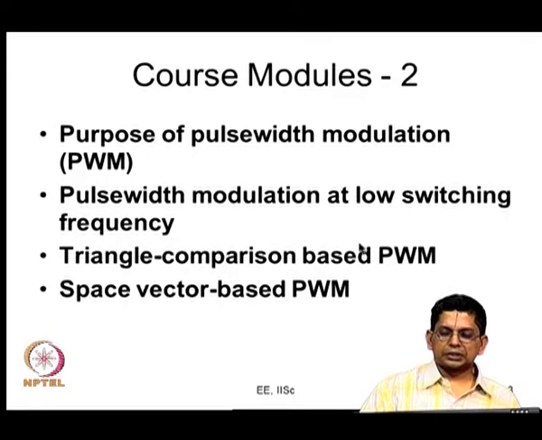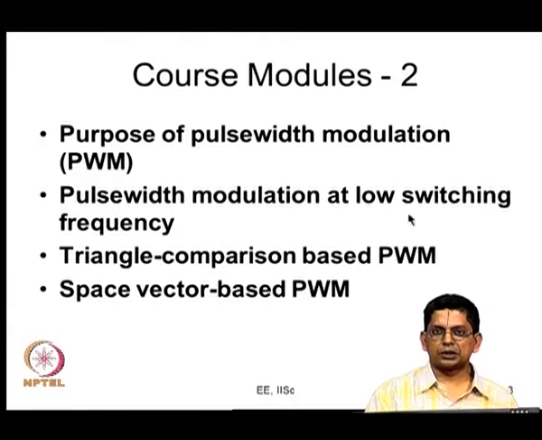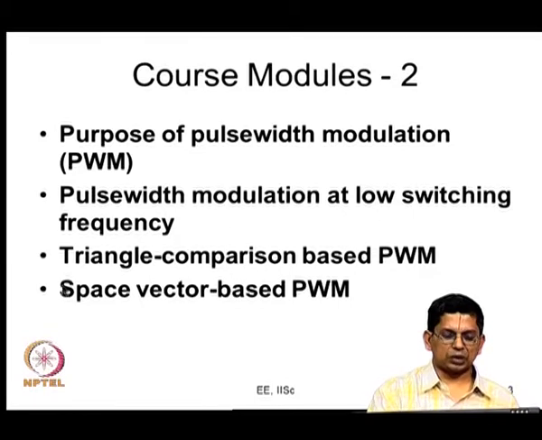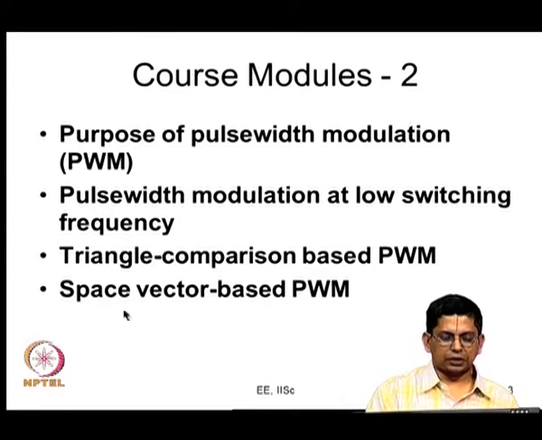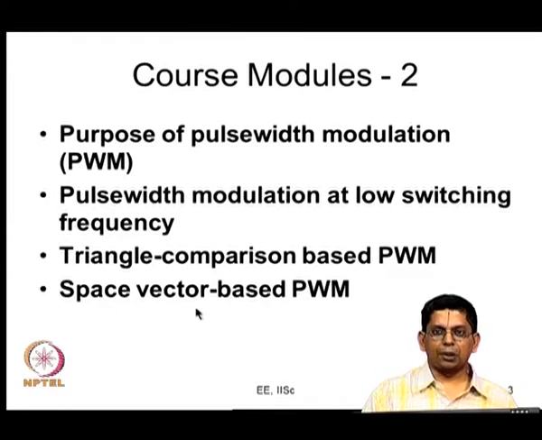Then the second set of modules is more about pulse width modulation: Fourier series, how you would switch them, various symmetries, how you would generate the pulse width modulation waveforms at low switching frequency, and how you would do it with high switching frequency. The last two are more to do with the high switching frequencies. This is based on the classical way of comparing 3-phase modulating signals against a triangular carrier, and this is the relatively more modern way of space vector based PWM.